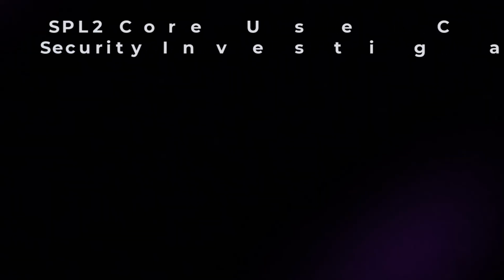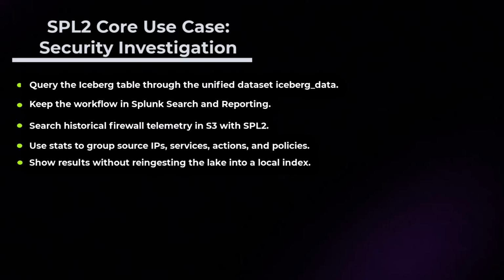The use case starts with the SPL2 core scenarios. The main point is that a team can use S3 with Apache Iceberg REST API to search S3-backed data as a unified dataset, instead of treating the data lake as separate from the security workflow. For security investigations, that means firewall, proxy, cloud, or other telemetry can stay in S3 and still be searched from Splunk.